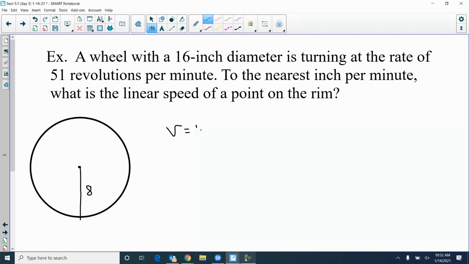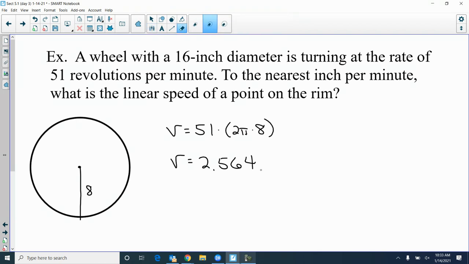Velocity should be 51 times 2 pi times 8. Cooper, what'd you get? I got 2,564 point something. It was 0.54, but it was to the nearest inch. Oh, yeah, you're right. It's already on there, inches per minute. We agree? Okay, so just multiply by 51.